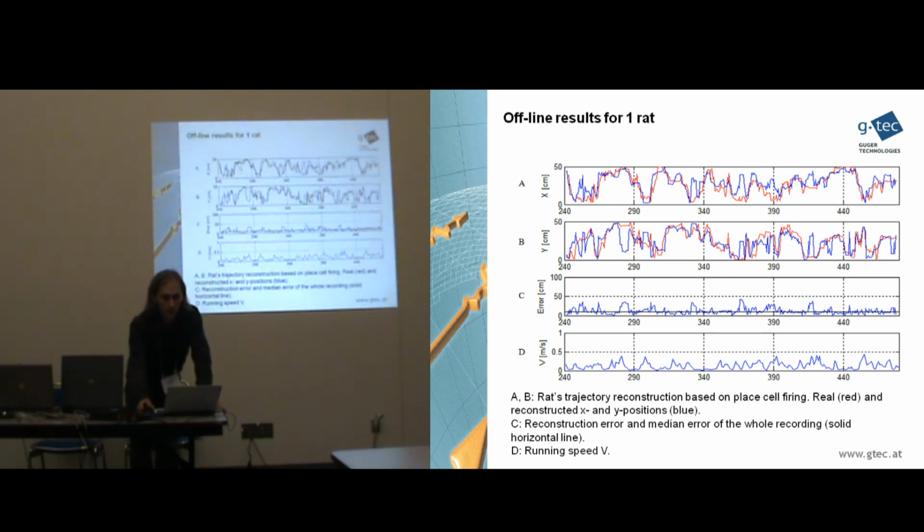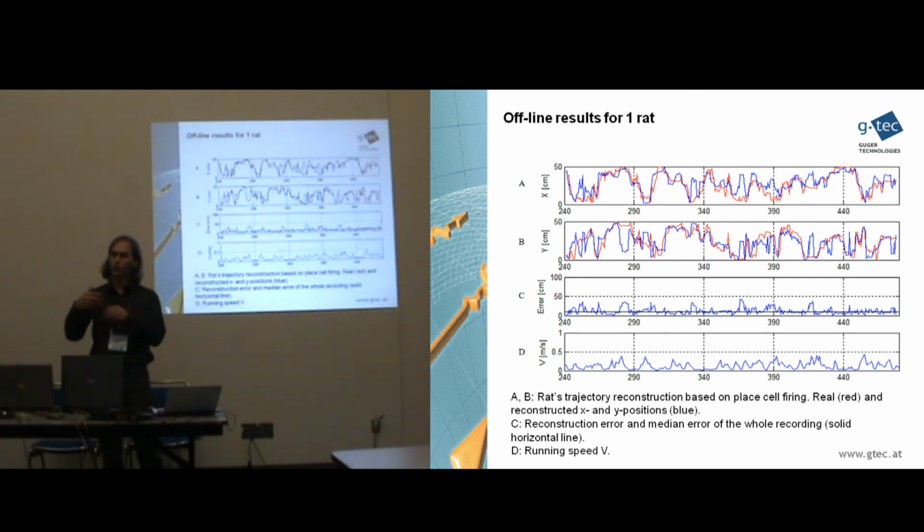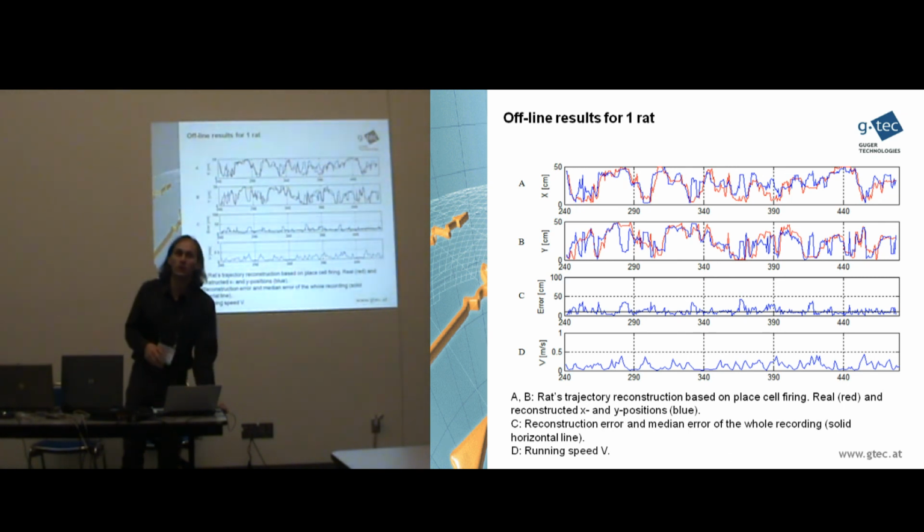In red we see the X and Y position from the video tracking system. In blue we see the X and Y position that were reconstructed with the place cells. You can see both follow each other quite well, but there are also sections where the error is quite high. This is mostly related to sections where the rat was not moving or just standing, and we just do not get enough spikes to do the spike sorting well enough.